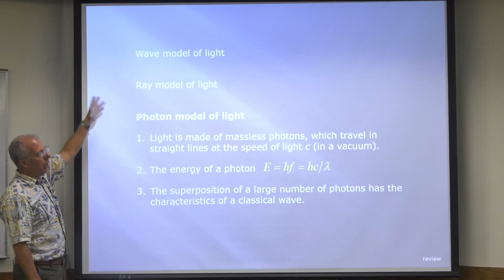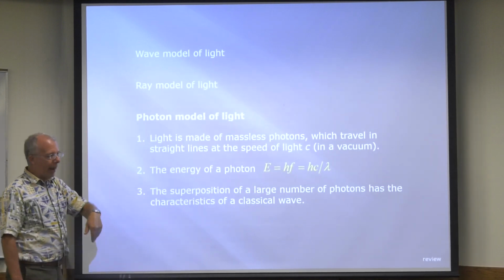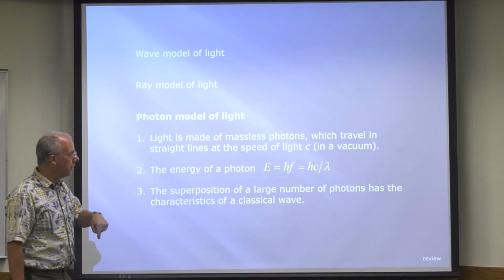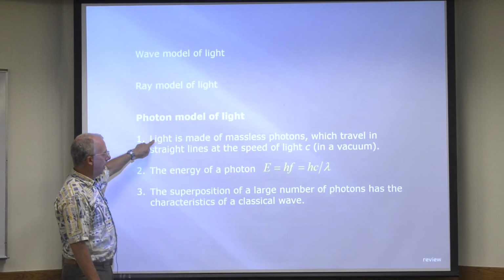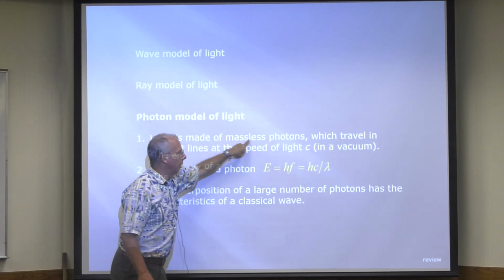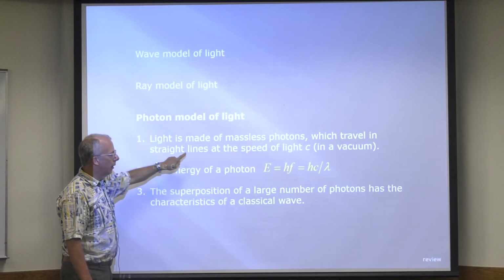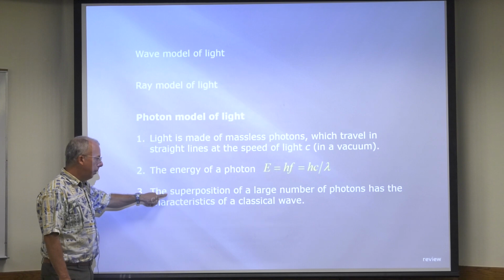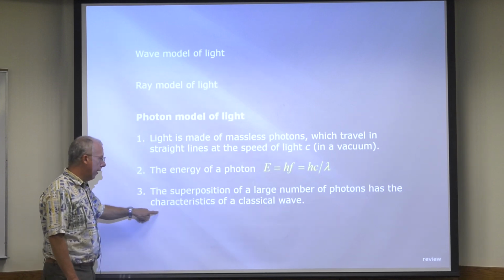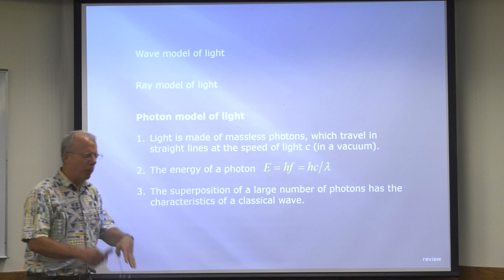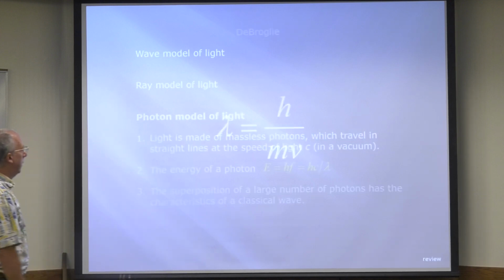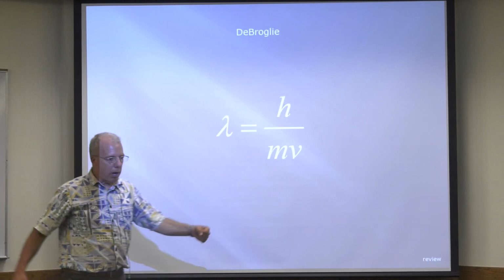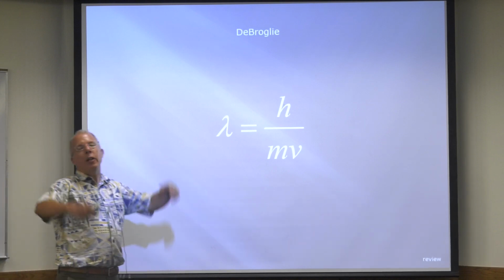So we have the wave model we talked about a long time ago, diffraction, interference, and all that. The ray model, mirrors, lenses. Photon model, light's made out of massless photons. Mass, that's important. Travels in a straight line, speed of light in a vacuum. Here's the energy, we already talked about that. Superposition of a large number of photons has the characteristics of a wave. So particle wave. Okay, de Broglie, he said, okay, if light acts like a particle and a wave, everything should.